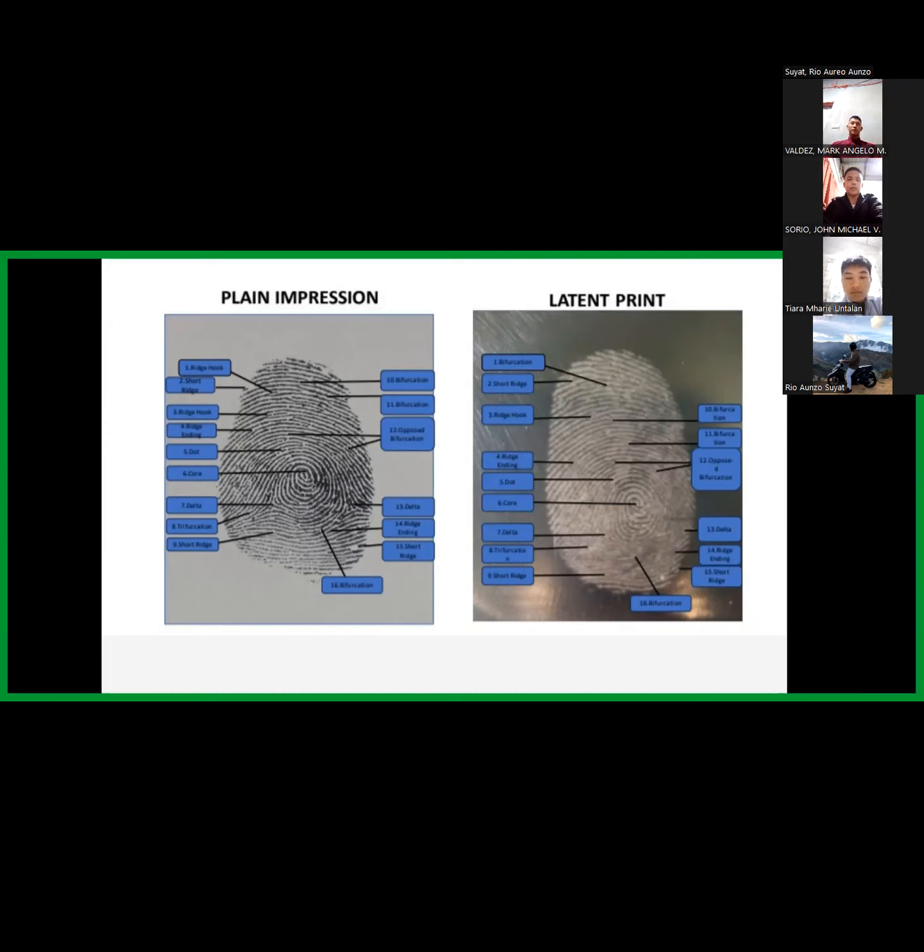Question number 15. What is the specific number of points one must find in order to conclude a positive identification? The specific number of points required to conclude a positive identification can vary depending on the context and the identification method being used.